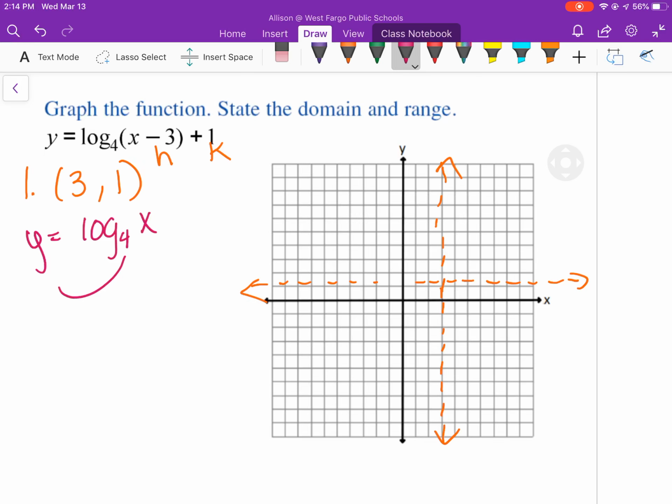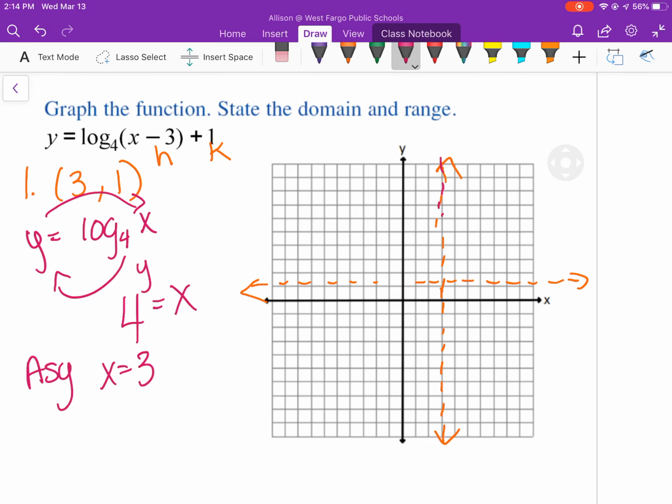So I'm going to rewrite it in exponential form. So I'm going to have 4 to the y power equals x. So rewriting it, if you think about this, my h is 3, so I'm going to have a vertical asymptote at x equals 3.